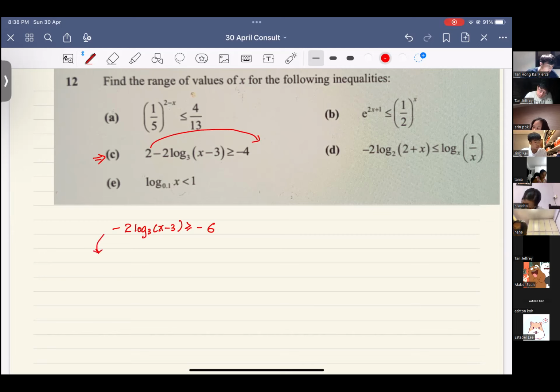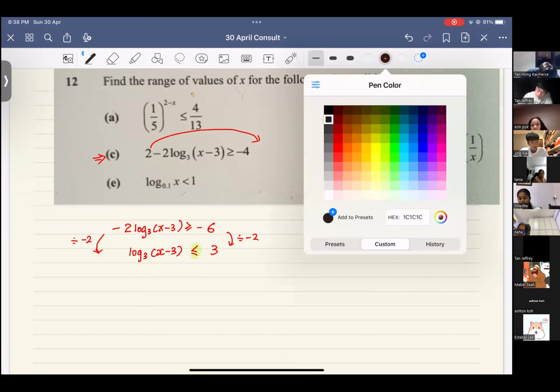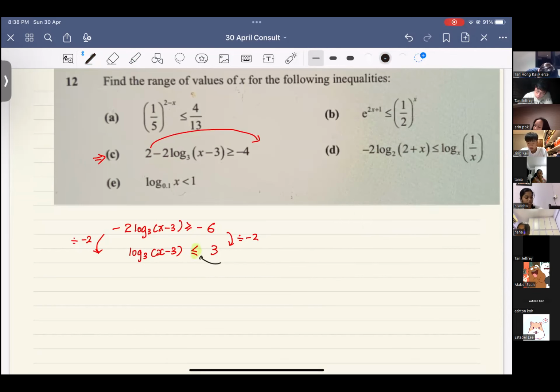Divide both sides by negative 2. I will get log base 3 of (x minus 3) on the left, and 3 on the right, and the inequality sign switches. Just take note that the inequality sign switches, all because we are dividing by a negative number.